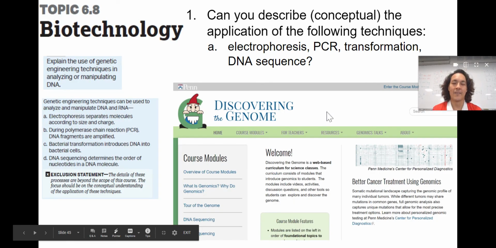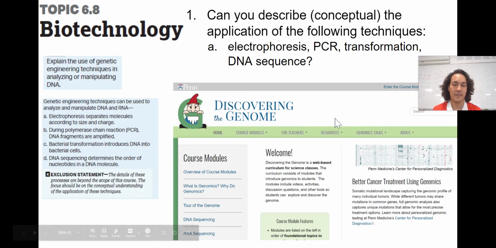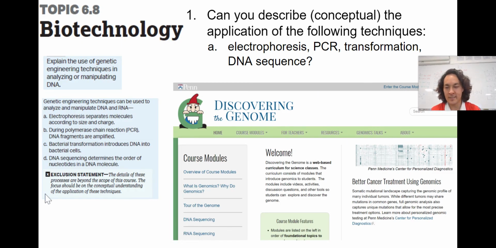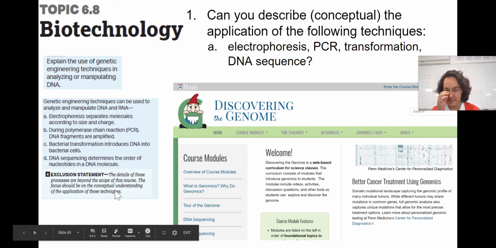But they go over how scientists work with the genome. And so this is interesting, right? They have this exclusion statement here: the details of these processes are beyond the scope of the course.